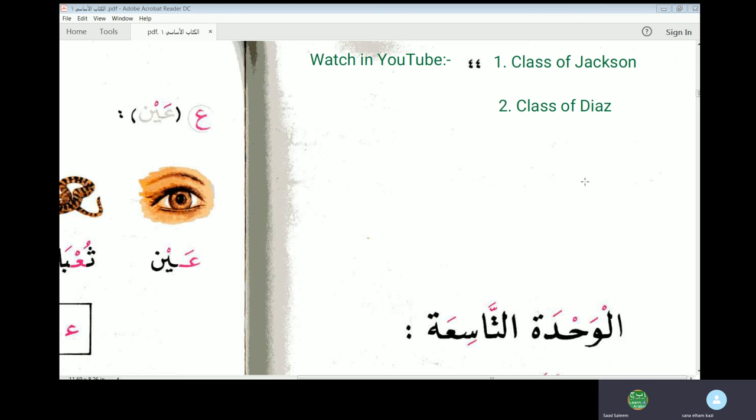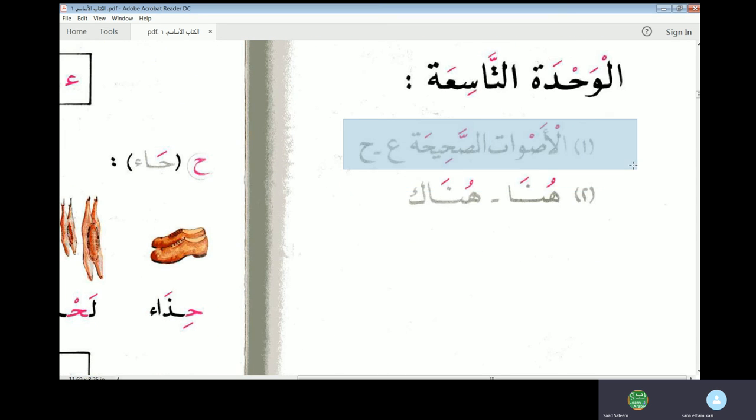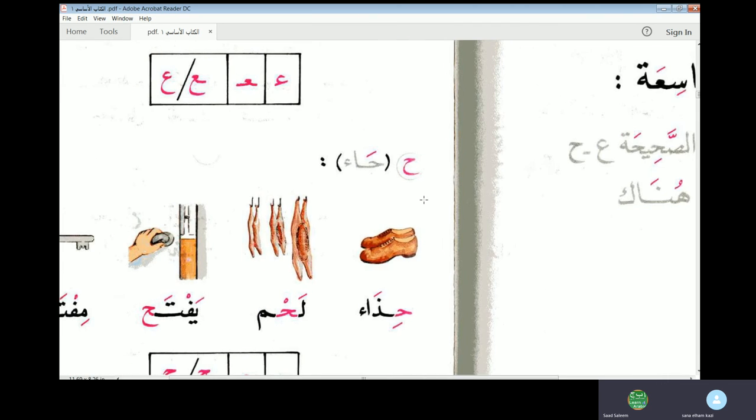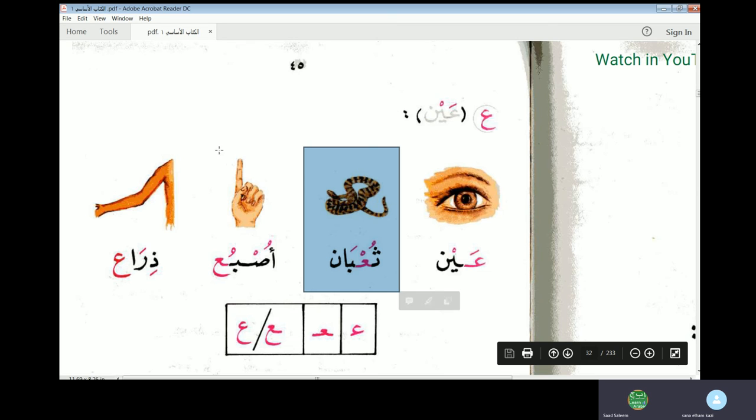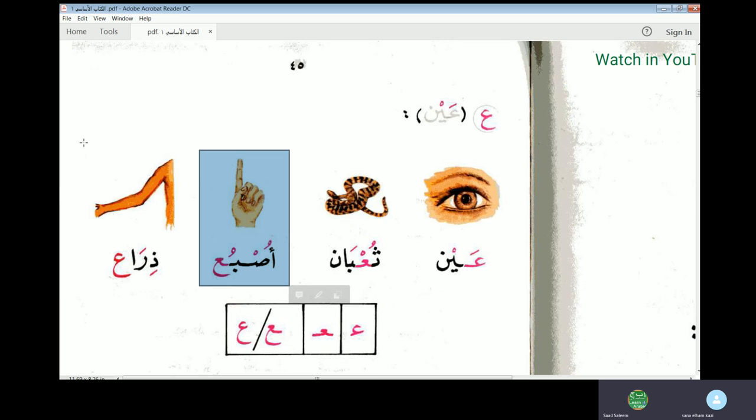Al-Wahdatu Tasiya, ninth unit. Al-Aswatu Sahi. Huna, hunaka: here, there. Ain is eye. Thoban is snake. Next is Uzbu, a finger.